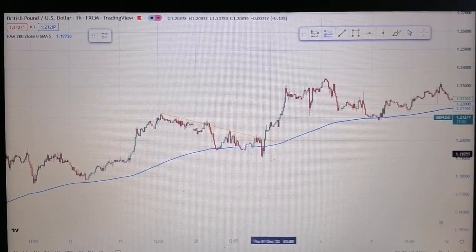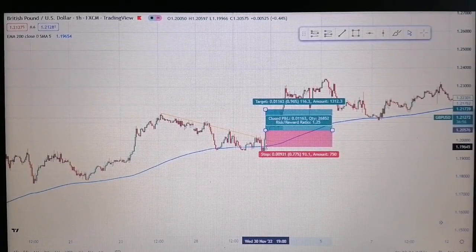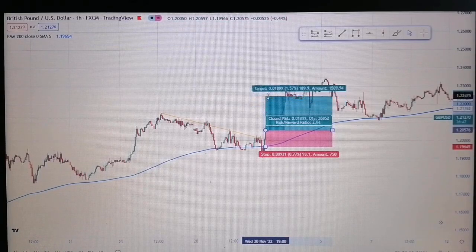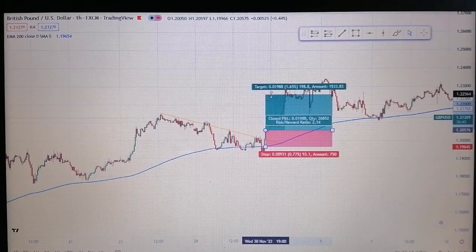You can take a trade right here where price closed above the moving average. Put your stop loss at the 200 period moving average, and then you can put a take profit of 1.5 ratio or 2.